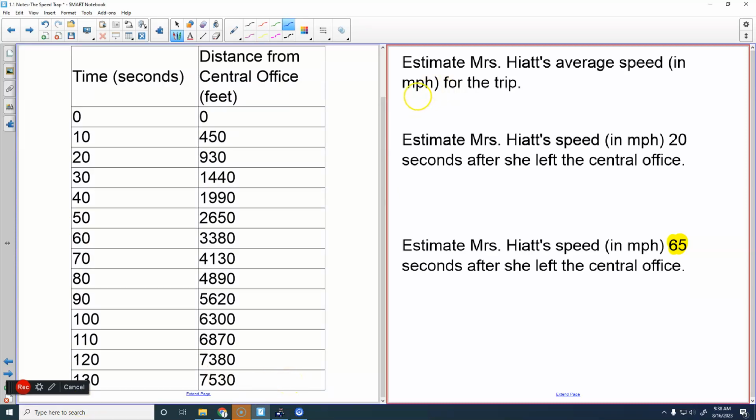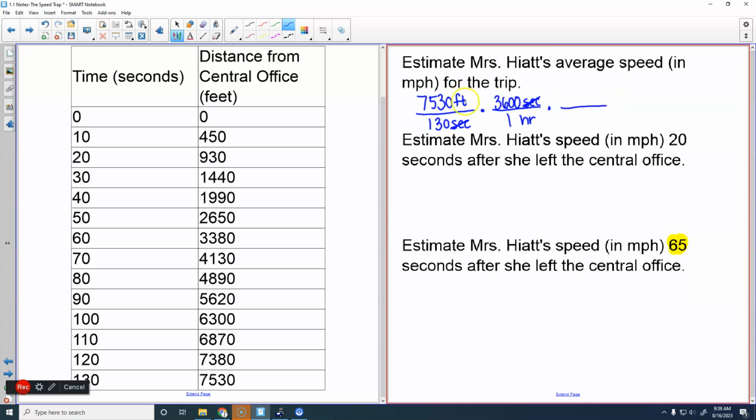So we got 7,530 feet over 130 seconds. So just like the last problems we were doing, we need to change seconds to hours. So we're going to do 3,600 seconds over 1 hour. And the reason we're doing that, seconds are on bottom here. They're on top here, so they cancel out. It changes it to hours on the bottom. We need to do something similar with feet. Feet need to be changed to miles.